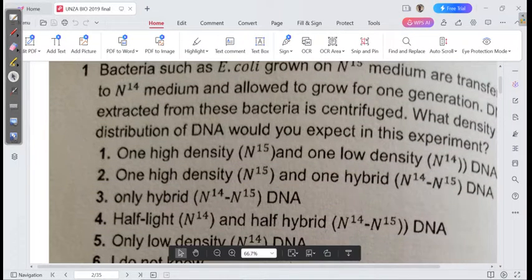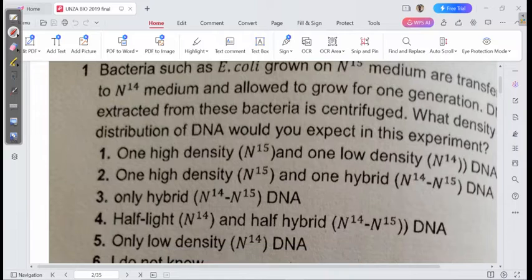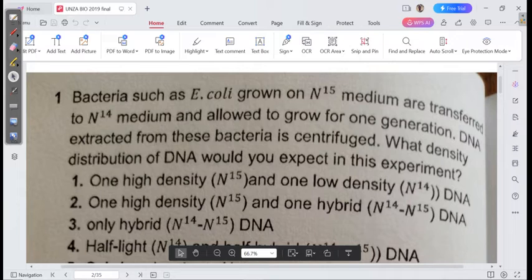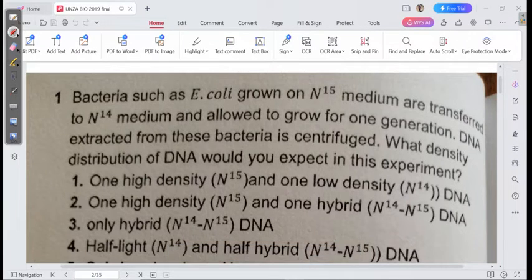So question 1 here reads, bacteria such as E. coli grown on nitrogen 15 medium are transferred to nitrogen 14 medium and allowed to grow for one generation. DNA extracted from these bacteria is centrifuged. What density distribution of DNA would you expect in this experiment?